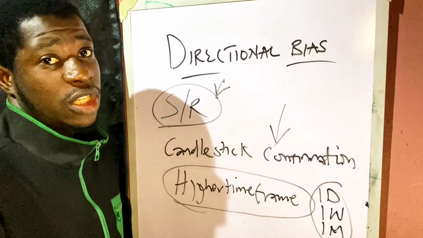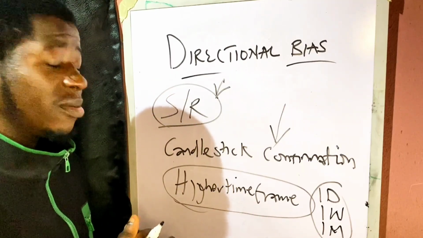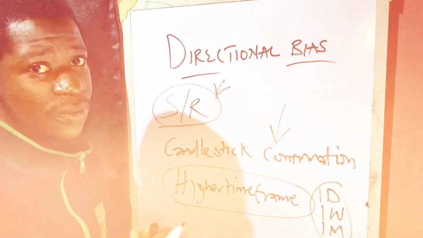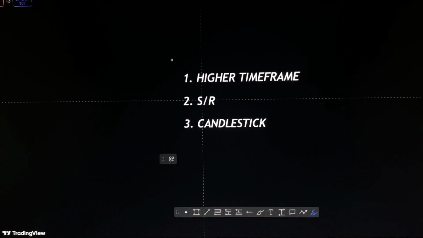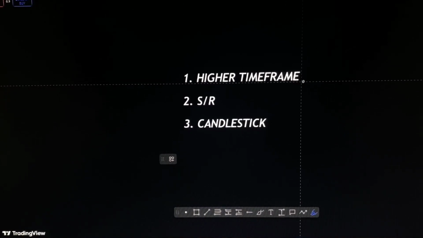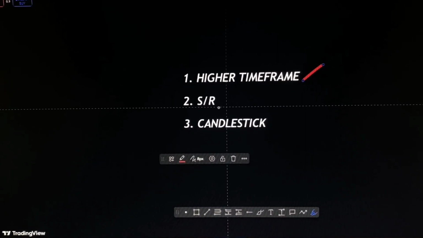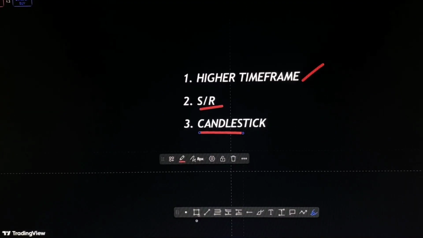Now let's go on to the chart and I'll break it down so you can understand even better. So I'll see you on the chart. Welcome, guys. Now remember we talked about the things that we'll be looking for in order to make a decision on directional bias. We talked about higher time frame, we talked about S&R, and we talked about candles. This should be stuck in your head, right?